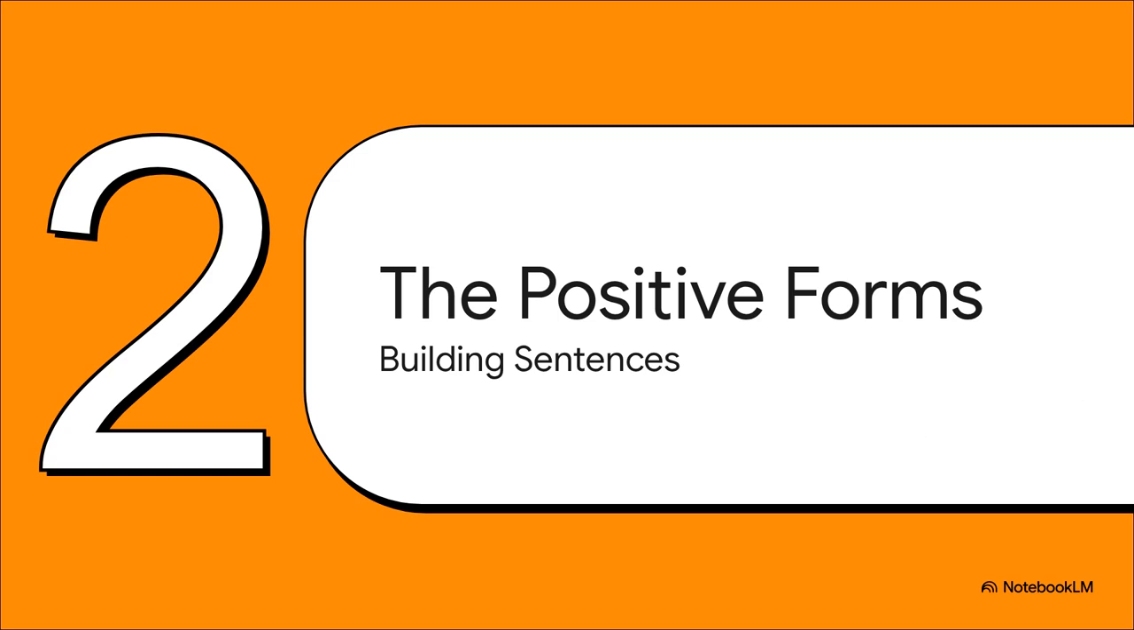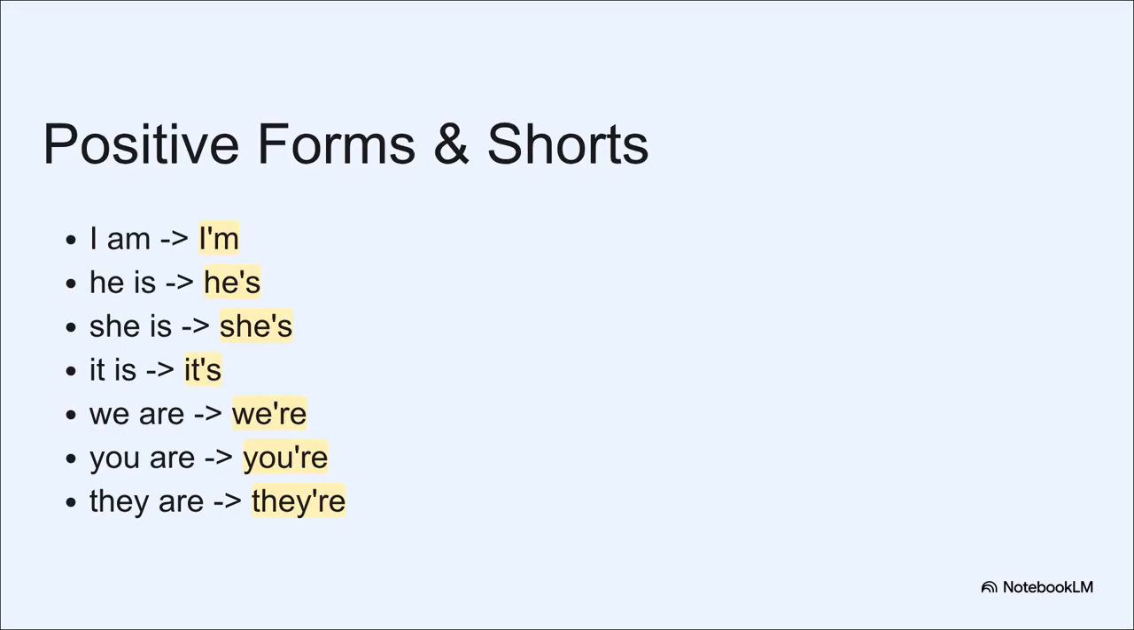Okay, so now that we have our master key, let's actually start building some sentences. We'll kick things off with the positive forms, and I'll show you a little trick that's going to help you sound way more natural when you're speaking. In everyday spoken English, we are all about shortcuts. We rarely say the full I am. Instead, we just say I'm. We don't say he is, we say he's. These little shortcuts are called contractions, and trust me, using them is going to make your speech flow so much better. It's a total game changer.